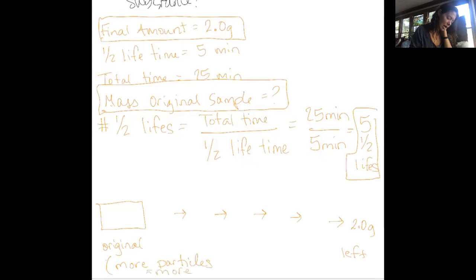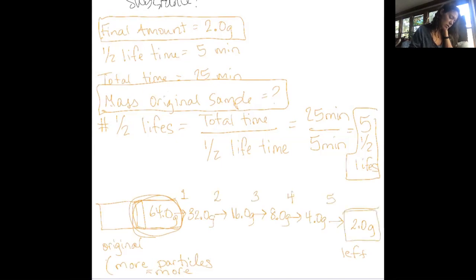So instead of cutting it in half, I'm going to work backwards and I'm going to multiply it by 2. So prior to my last half-life, I had 4 grams. Prior to that, I had 8 grams. Prior to that, I had 16 grams. Prior to that, I had 32 grams. Prior to that, I had, oh, that's my last answer, 64 grams. So I had 64 grams that underwent 1, 2, 3, 4, 5 half-lives, and I now have 2 grams.